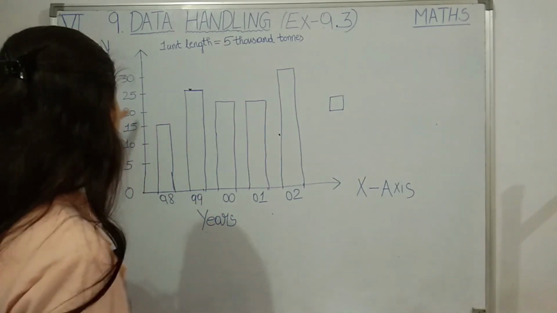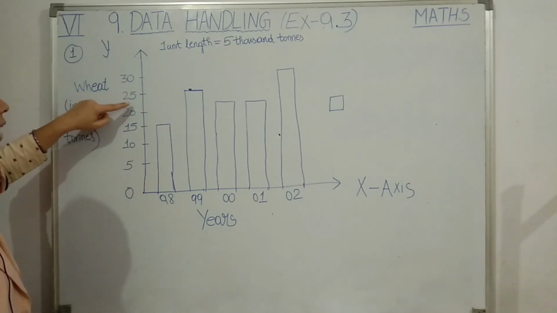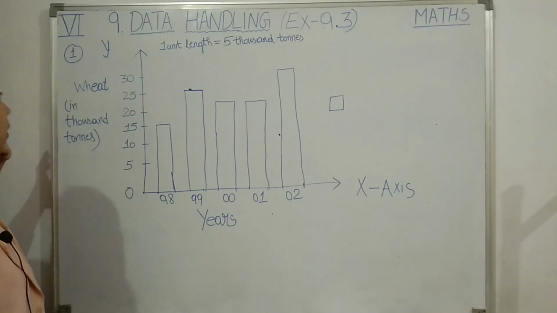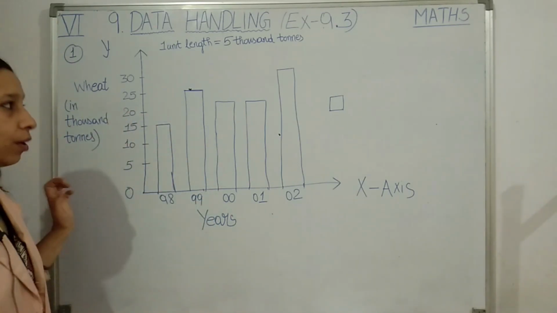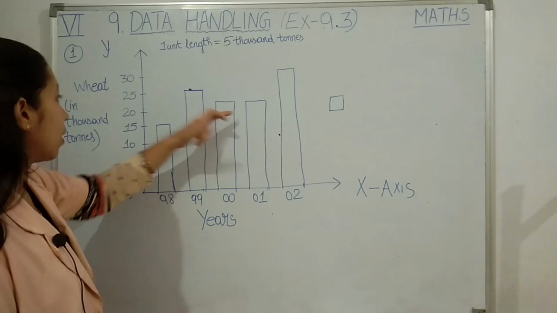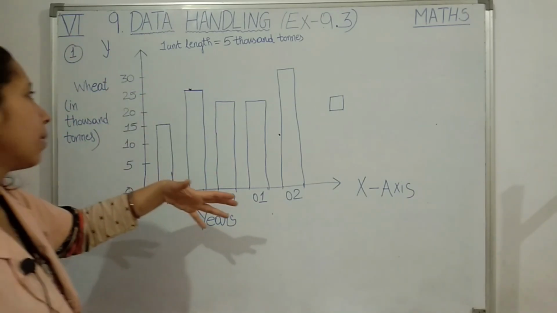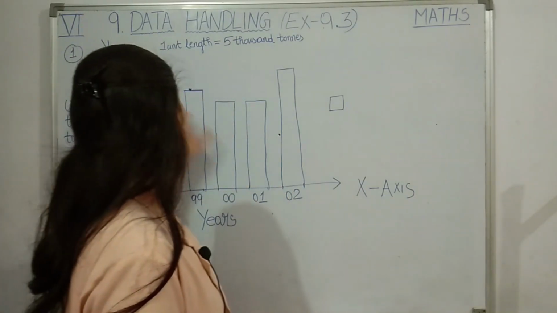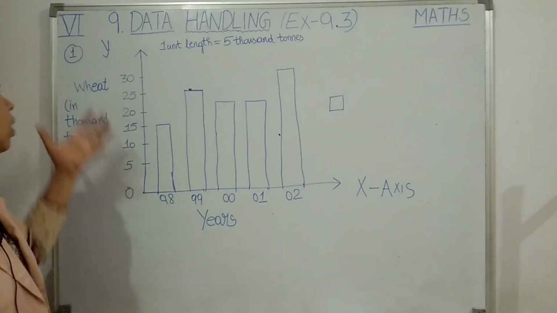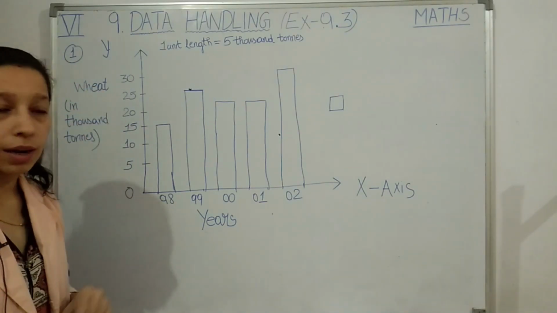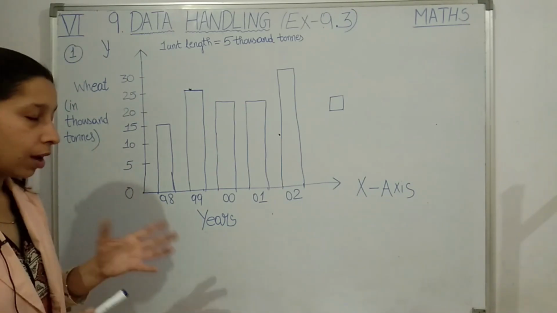Okay, then here you can see the bar is in between 20 and 25. That means we can assume that the government has purchased 23,000 tons of wheat in the year 2000. Likewise for 2001, again it is in between, so we can take the near about value. For 2002 we can see directly it is going to 30. So we can say that in 2002 the government purchased 30,000 tons of wheat. Like this we observe our bar graph.